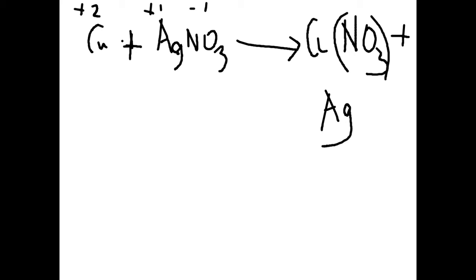So copper will combine with nitrate in what combination? If copper is 2+ and the nitrate is only -1, it means that I have 2 of these, right? And that is the correct formula, okay? That is the correct formula.